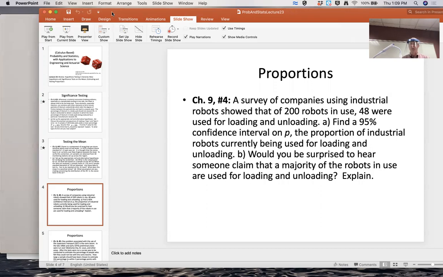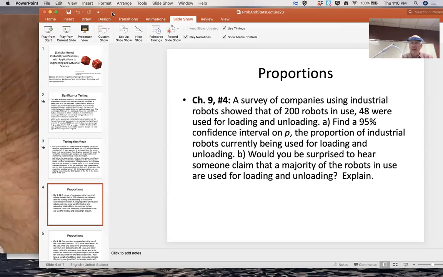It's described as a proportion, and that's certainly fine. You could also think of it as a probability. Like, what's the probability that a randomly chosen robot will be used for loading and unloading? It's fortunate that probability and proportion both start with P. Just like it's fortunate that population and parameter both start with P, and sample and statistic both start with S. It's so fortunate. What are the chances?